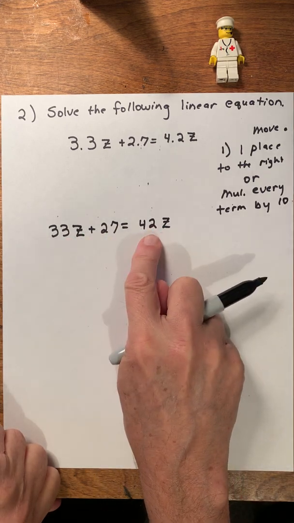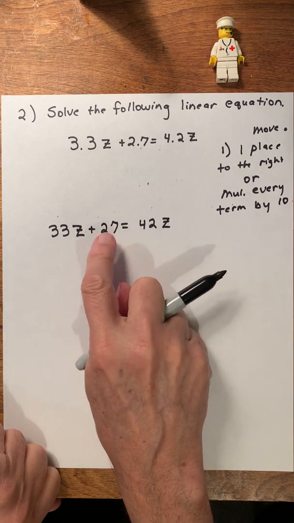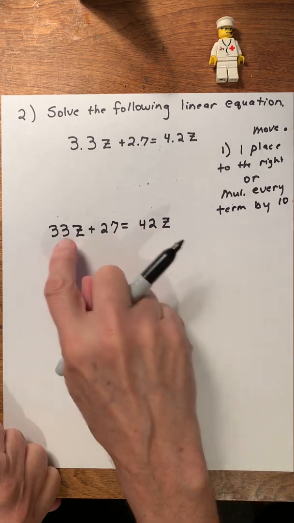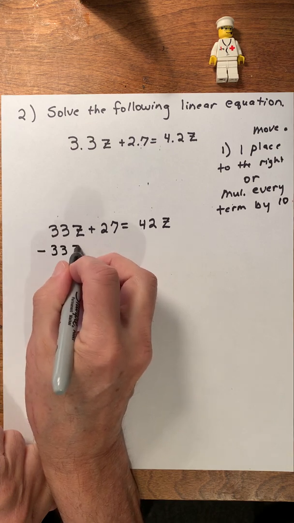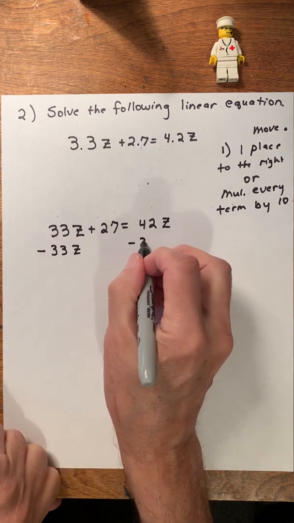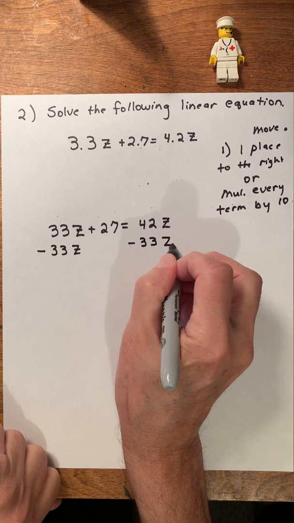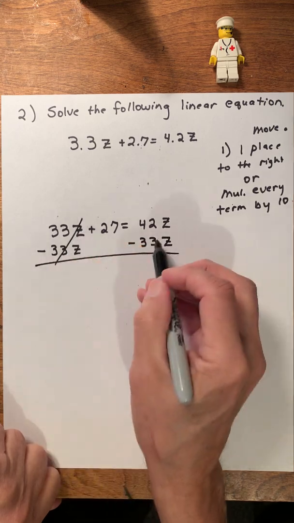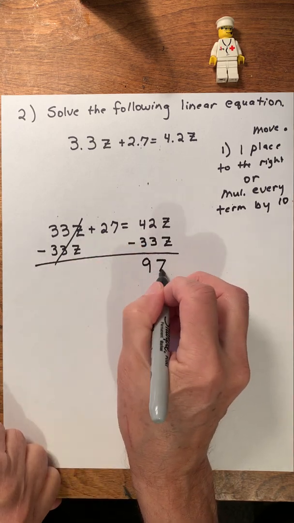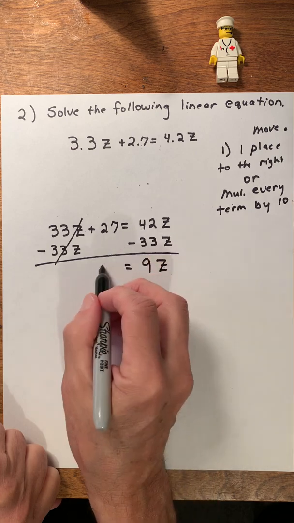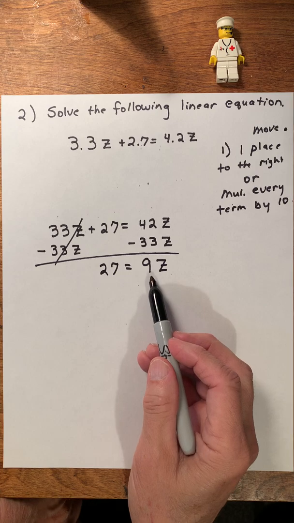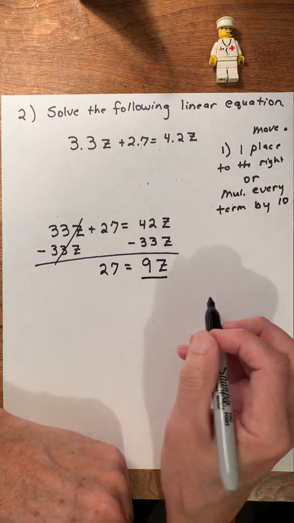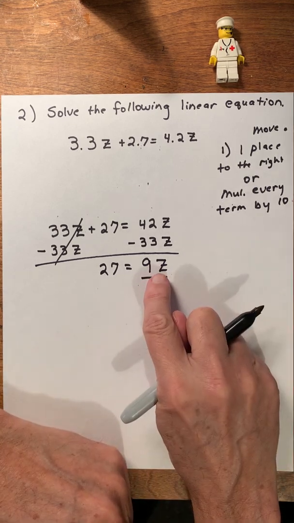I need to get z's on one side and numbers on the other. The numbers are already over here. Good idea to move the z's over here. Subtract 33z from both sides, and I get 9z's is 27. And you know what to do from here. I don't want 9z, I want z, so I'm going to divide both sides by whatever's in front of my variable.